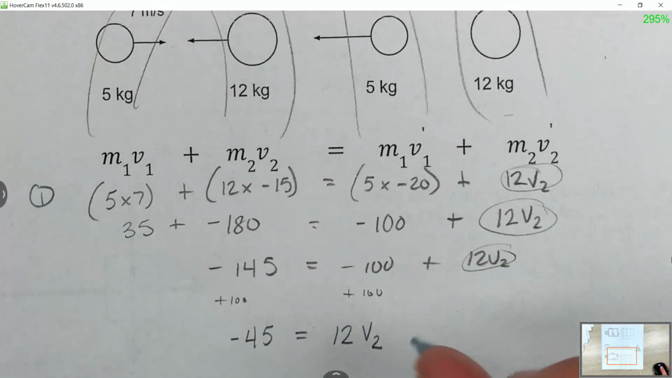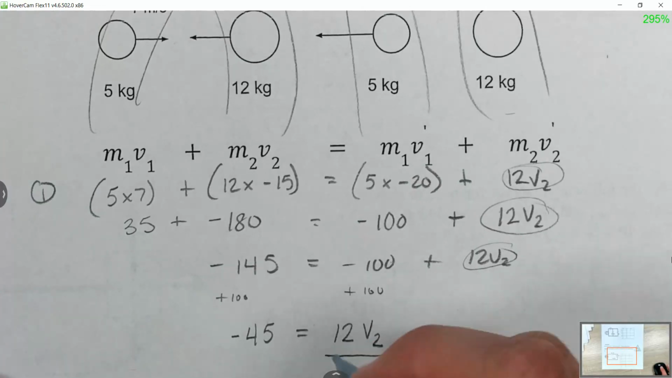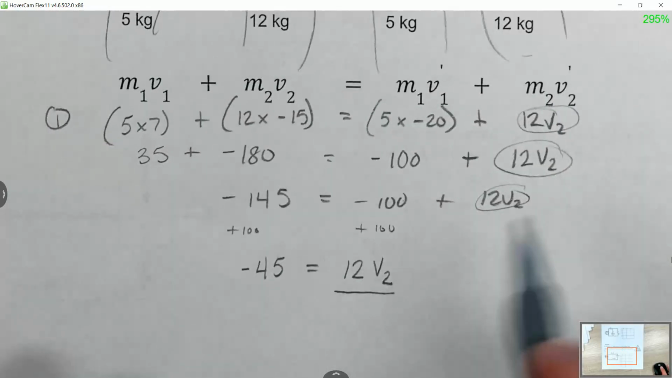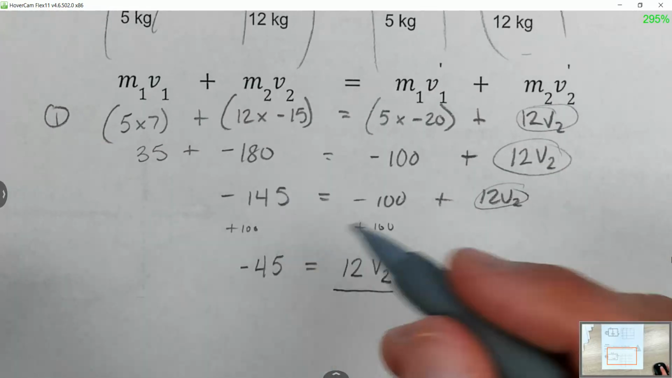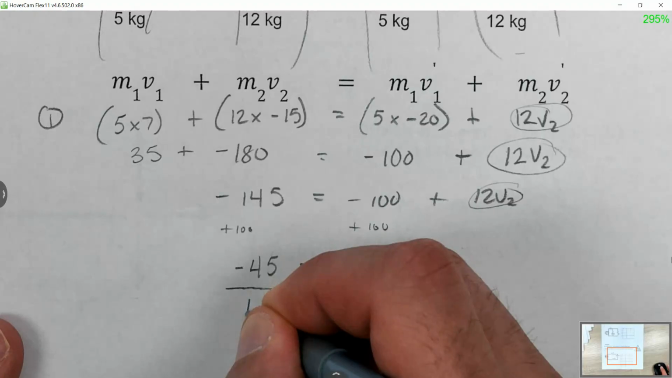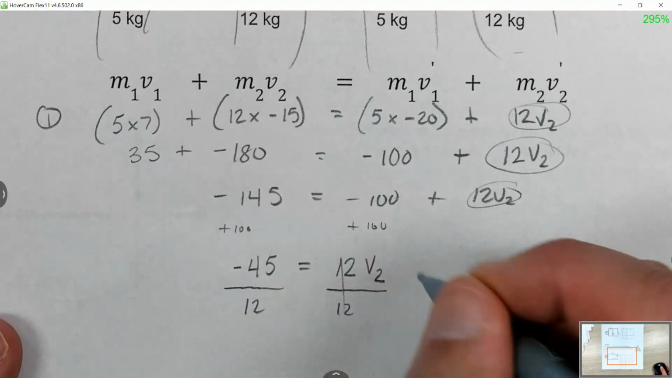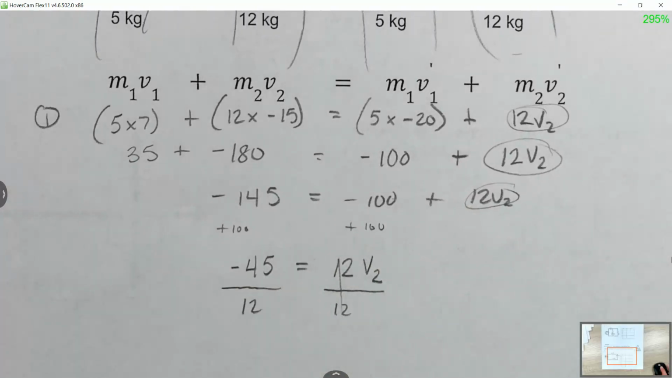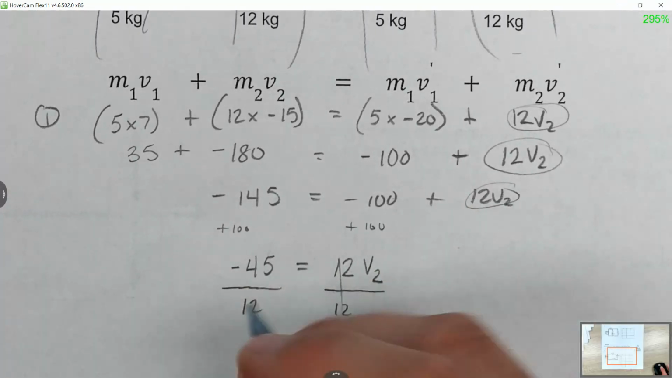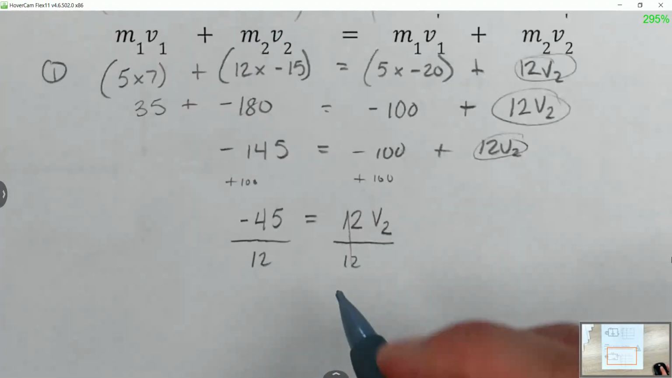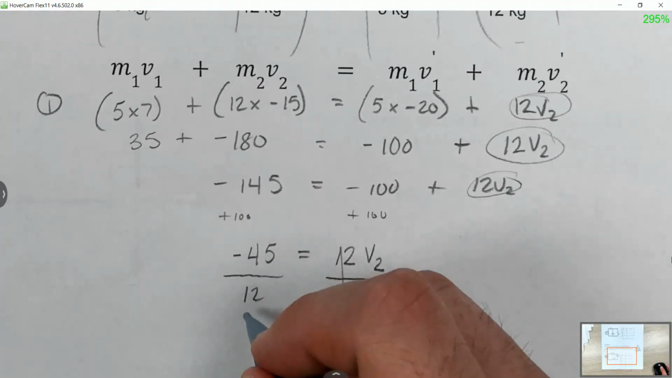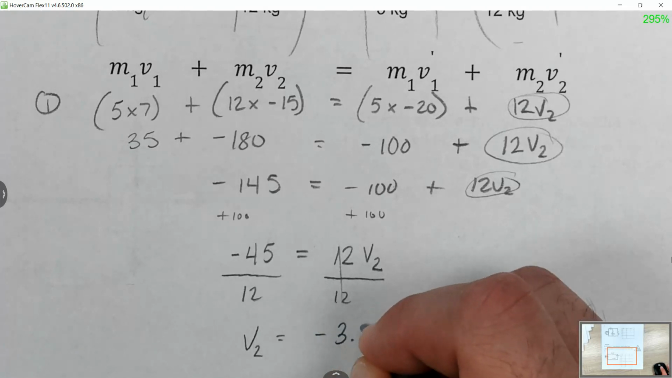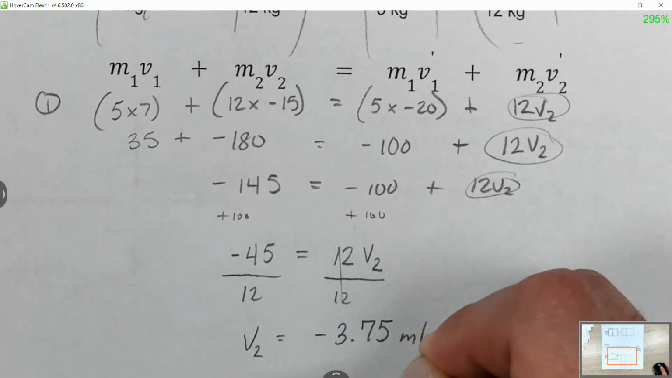And then to get V2 by itself, or V2 prime, the new velocity of the second object after the collision, you're just going to do 12 divided by 12, and then negative 45 divided by 12. The 12s disappear. So in your calculator, negative 45 divided by 12. And this should kick out an answer of negative 3.75 meters per second.